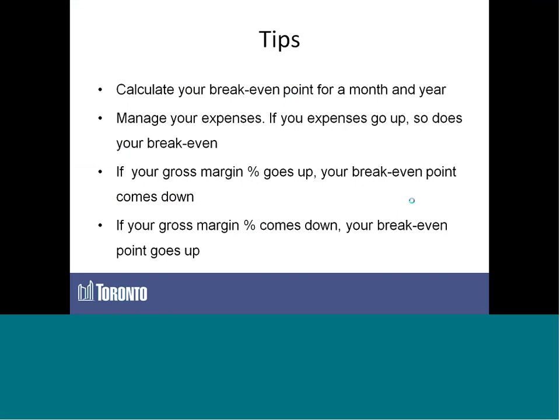Manage your expenses. Think of this: if your operating expenses in your business go up, so does the amount of sales you need to generate to survive, or as we call it, the break even. If your expenses go up, your break even goes up. If your gross profit margin goes up, your break even comes down. So this is how you can justify charging fair prices for your products: if you increase the profit margin, you need to sell less.